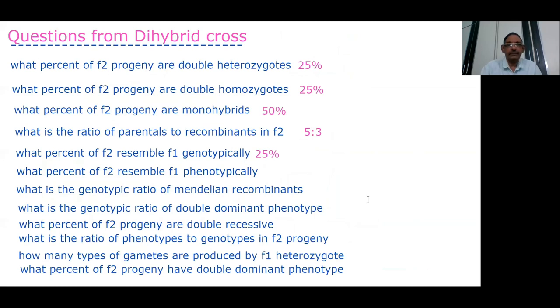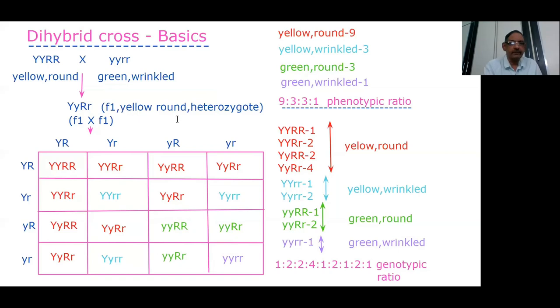What percent of F2 resemble F1 phenotypically? Same question, but one word difference. Phenotypic similarity. This is the checkerboard. F1 phenotype is yellow round. The phenotype of F1 is yellow and round, double dominant phenotype. How many of the F2 progeny are double dominant? The answer is here. Double dominant phenotypes are 9, yellow round. These red ones. 1, 2, 3, 4, 5, 6, 7, 8, 9. 9 are yellow round. They are like F1 phenotypically. 9 by 16 is the fraction which is like the F1 phenotypically.